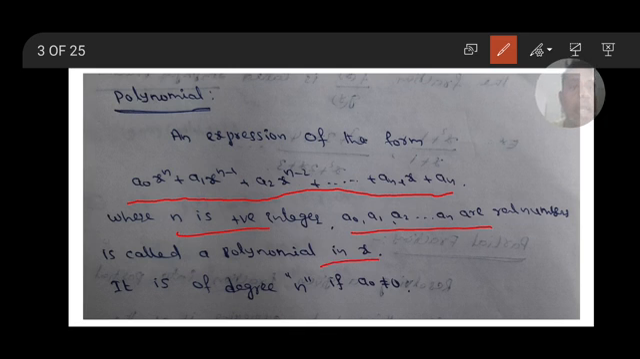It is called a polynomial in x and its degree is n, since the highest power of x is n, if a0 is not equal to 0. If a0 equals 0, the degree is n minus 1, like that. If a1 is not equal to 0, its degree is n. If a0 is not equal to 0, it's a polynomial.